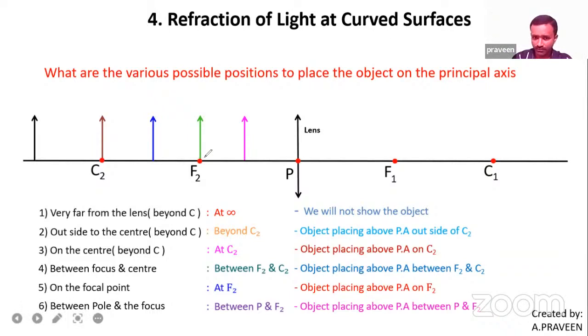This morning I got one question in the comment section: why are we recognizing this C2 and F2 on opposite sides for different lenses? It is simple to answer, based on the surfaces. I'll move on to the whiteboard here. It is very easy to understand.